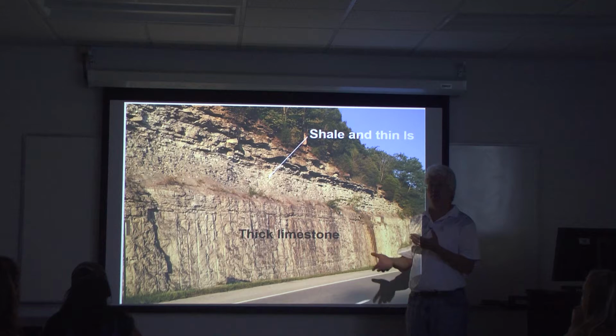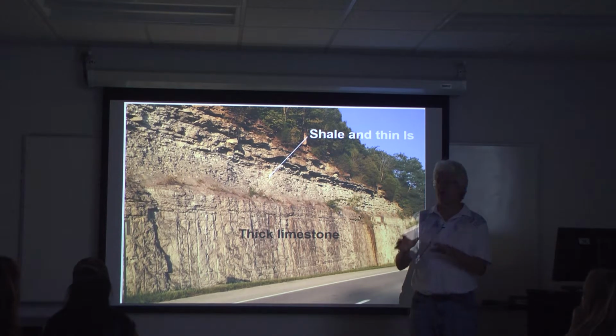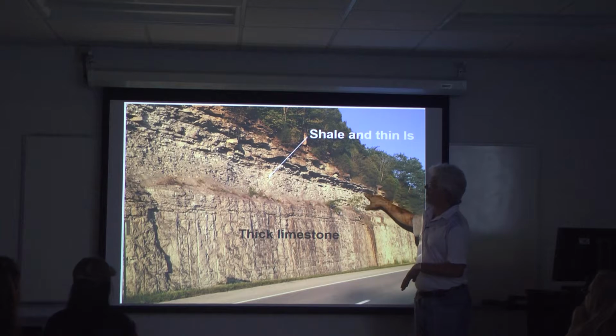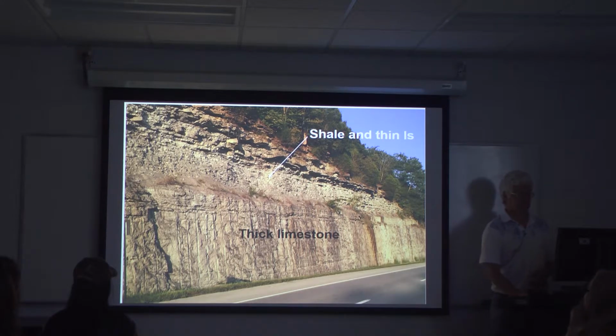Right? So the ratio of dolomite and limestone to shale has a lot to do with how easily the surface is going to weather. It also has a little bit to do with what kind of soils are going to form and how easily plant roots are going to get down into the material. Okay? And we'll see examples of these on the field trip.